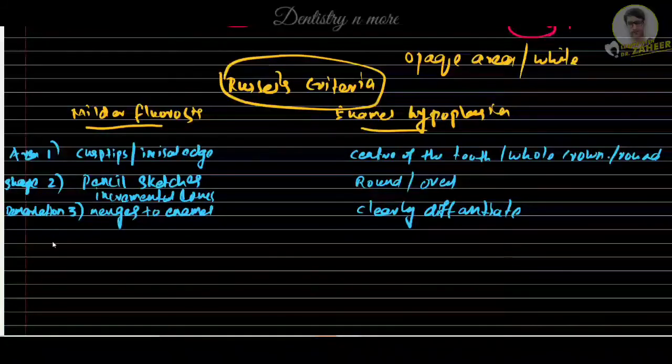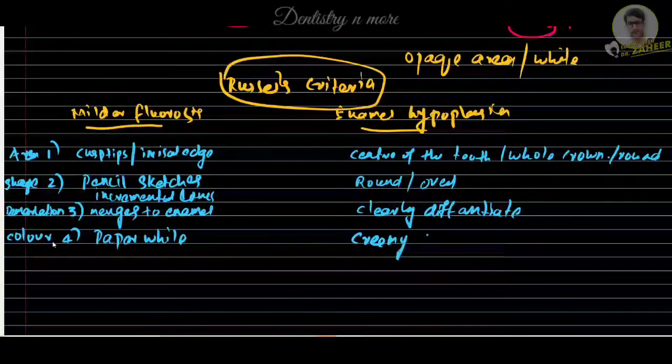After that, the next differentiating feature is the color. In enamel hypoplasia, color is more like paper white. In fluorosis, it is more like a creamy yellow color. So that is another striking feature.